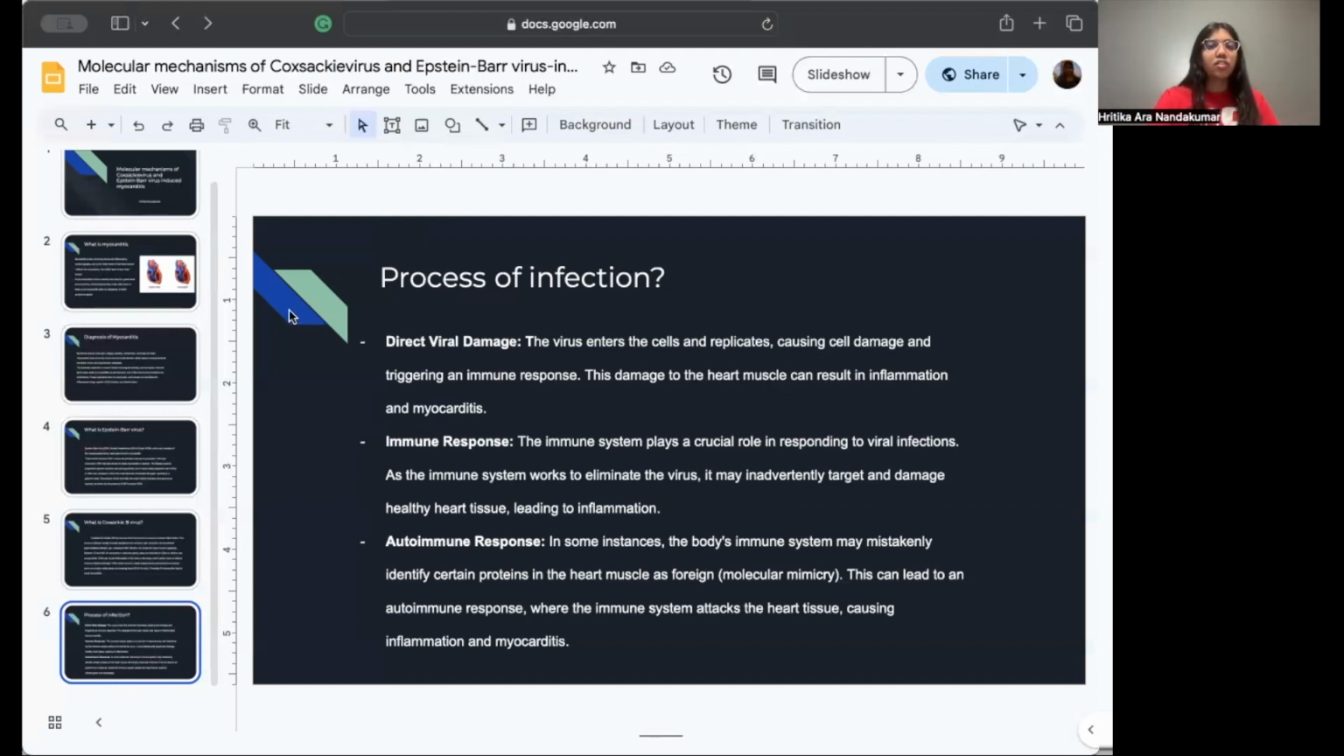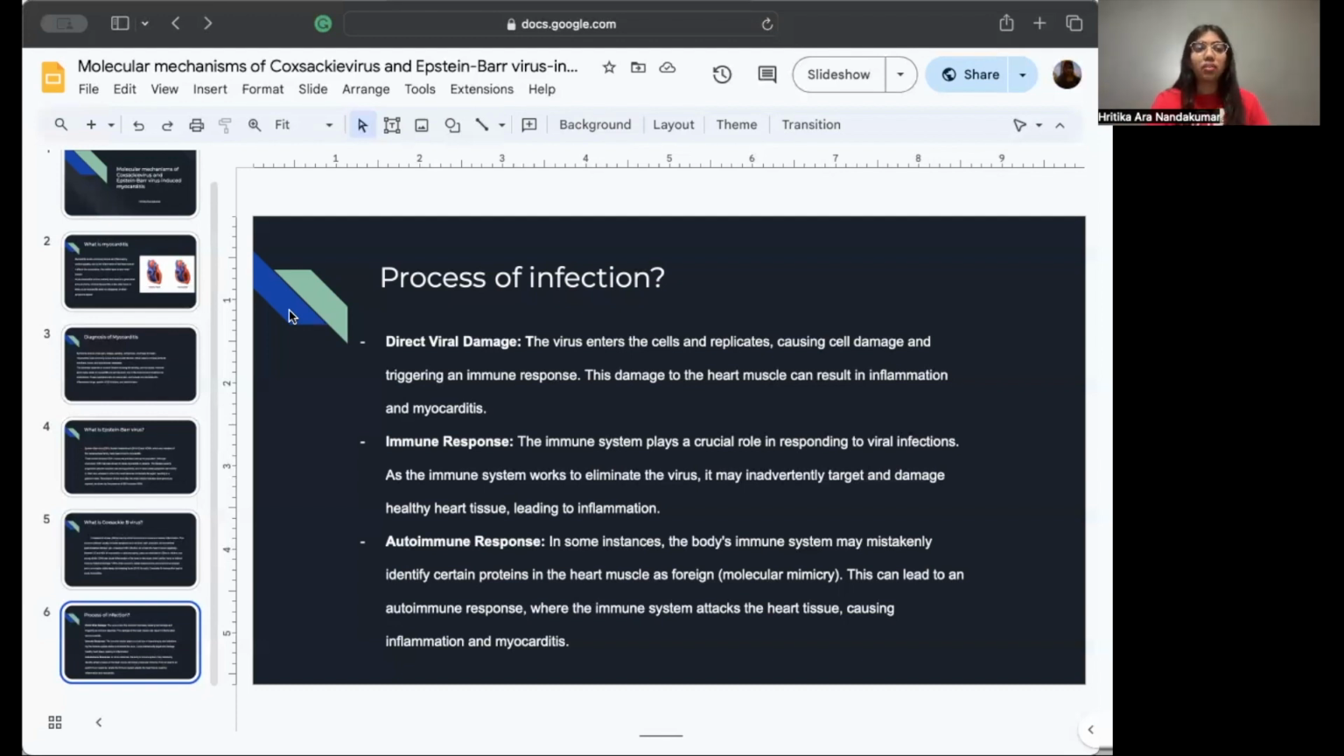The processes of infection can include direct viral damage, which is when Coxsackievirus can directly infect the heart muscle cells, leading to their destruction. The virus enters the cell and replicates, causing cell damage and triggering an immune response. This damage to the heart muscle can result in inflammation and myocarditis.